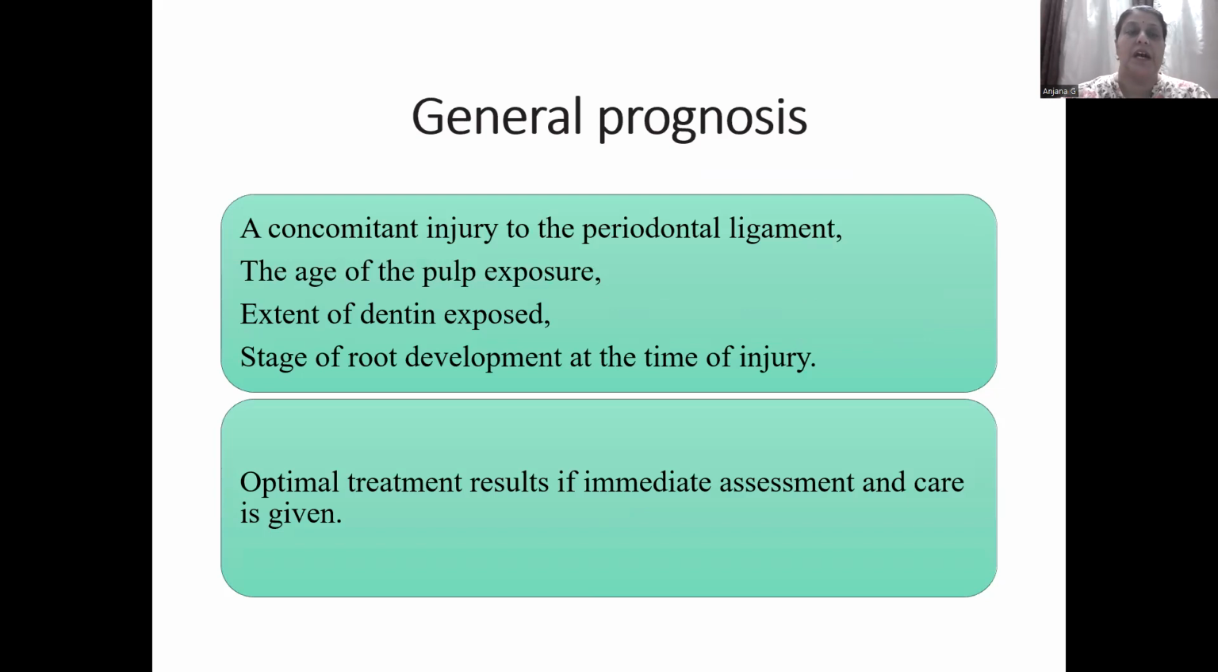General prognosis. A concomitant injury to the periodontal ligament, that is, if it is associated with a luxation injury, then the prognosis is guarded. Age of the pulp exposure. If the patient reports to you immediately after trauma, then the prognosis is good. And extent of dentin exposed. If there is a considerable amount of dentin exposure and loss of tooth structure, restoration becomes a little difficult. You might have to crown the tooth. Stage of root development at the time of injury.